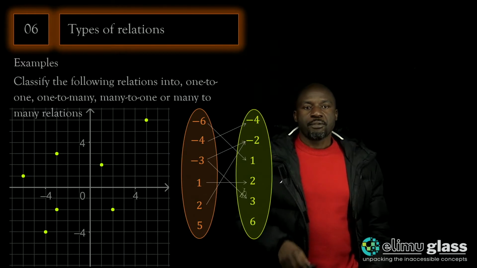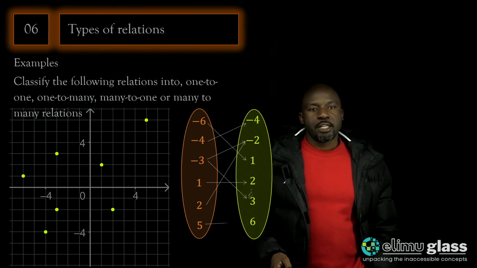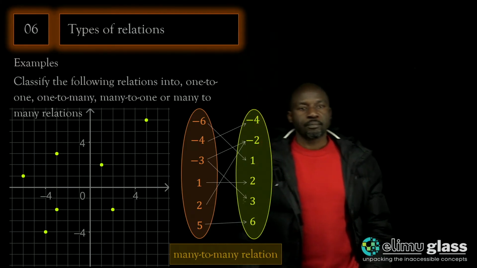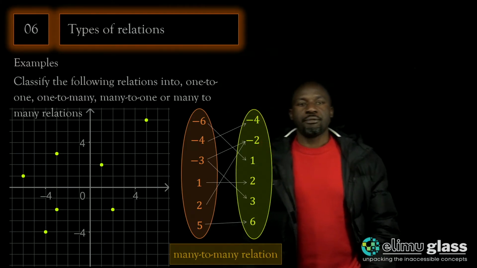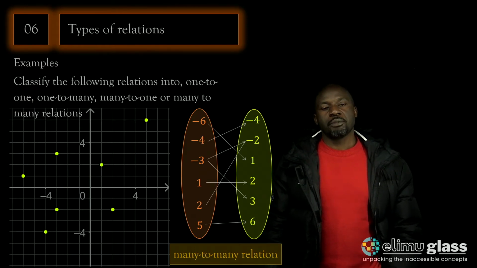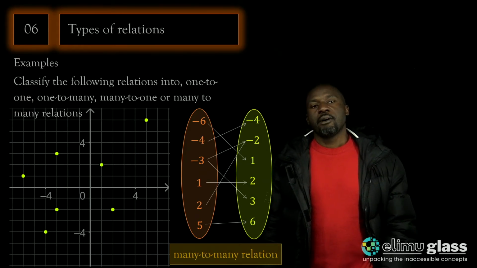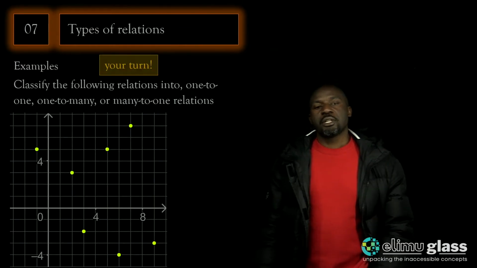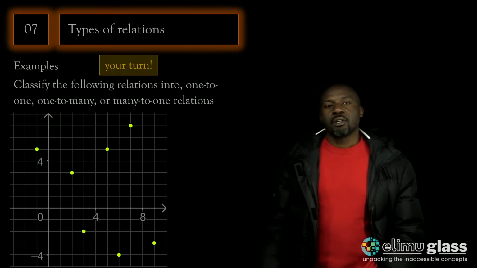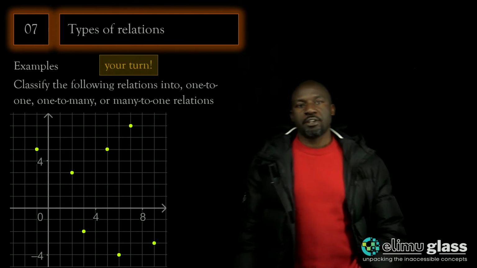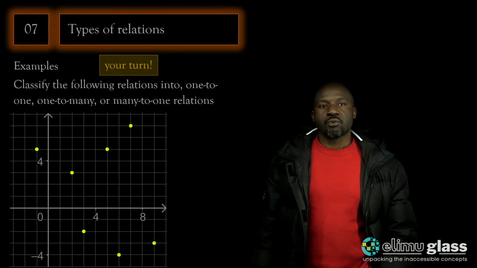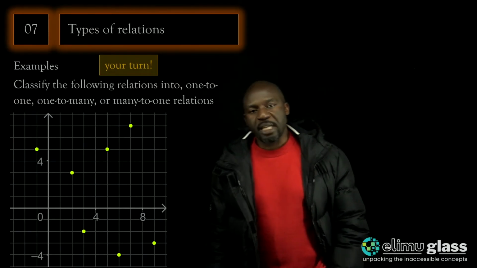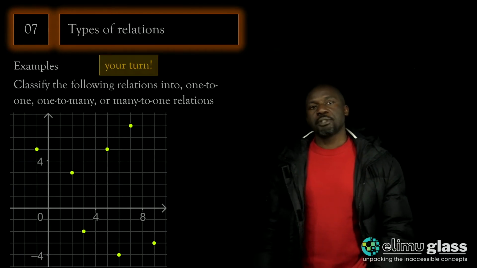Okay, and therefore already you should be able to see that this is a many to many mapping. Easy stuff, really, if you can take your time to look at it keenly. All right, so that's how we do that. Here is your turn. I want you to, in the same way, find out what relation this is. Is it a 1 to 1, a 1 to many, a many to 1, or a many to many relation? I want you to try that out.